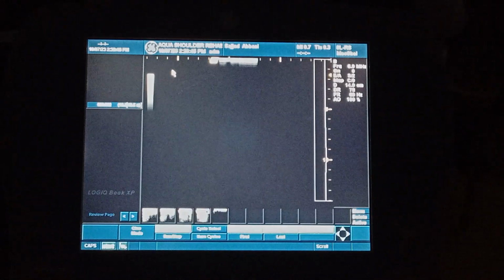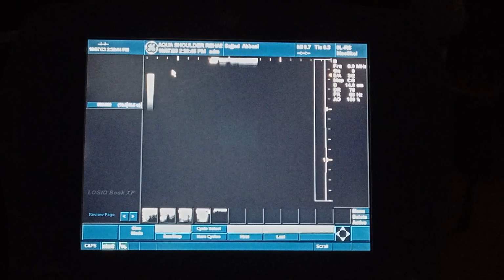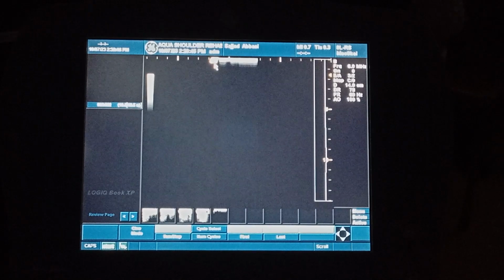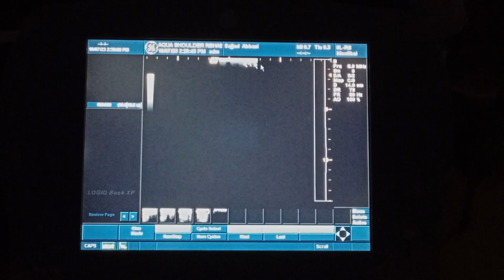This is the probe marker. You can turn the probe to the other side and see that there is only one elevation on one side. So this tells you the location of the marker. If your marker is to the left side and you keep the GE logo to the left side, then this means that this side is the left and this side is the right.